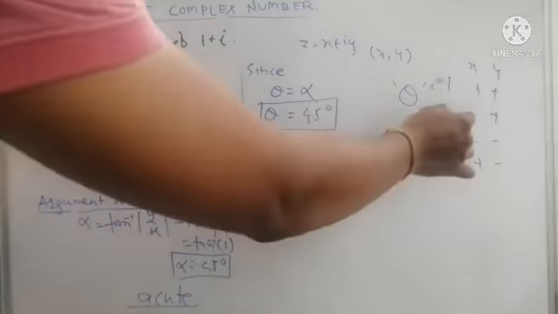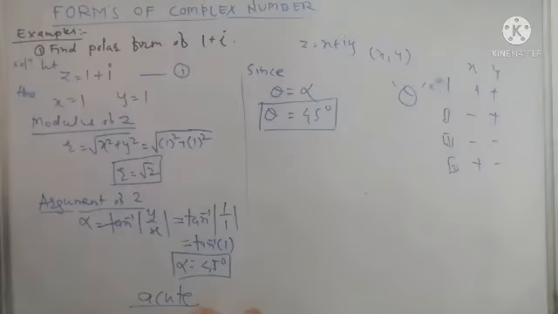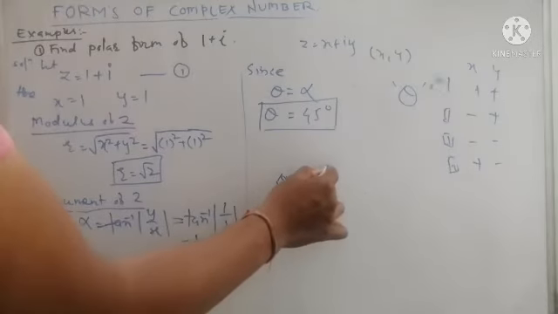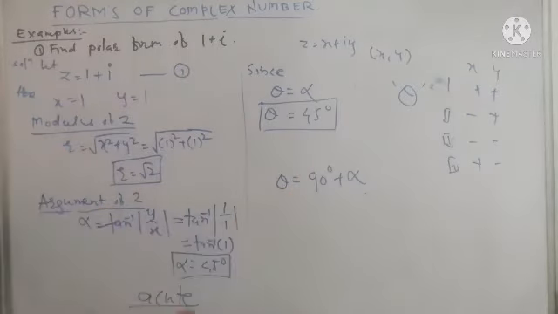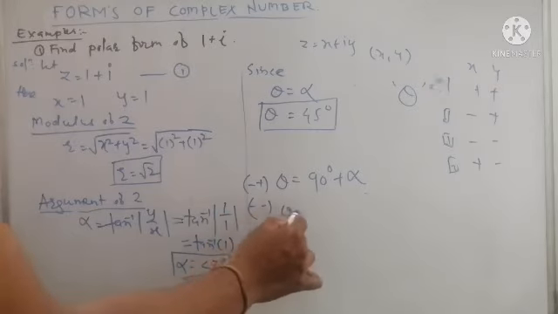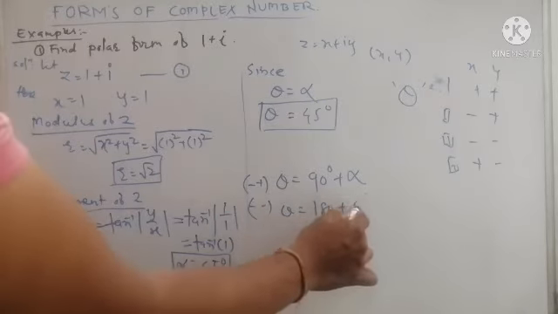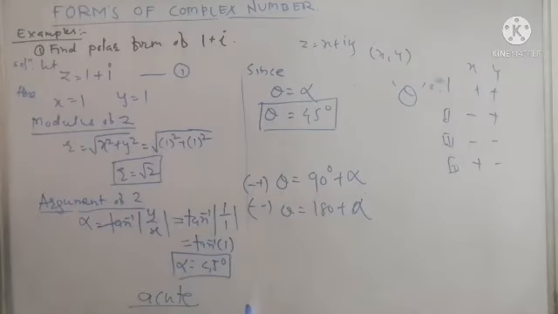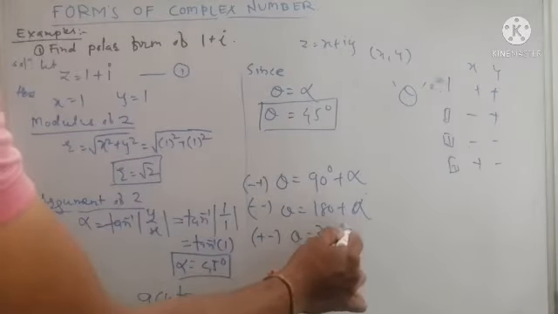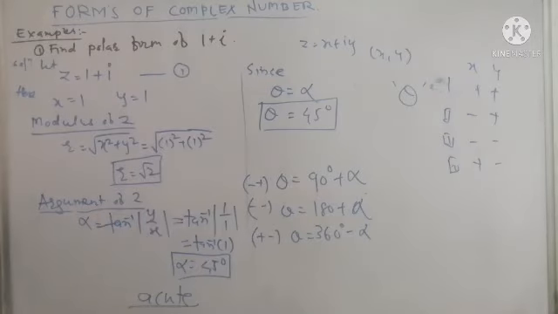If x is negative and y is positive, then theta lies in the second quadrant, and in the second quadrant theta is always more than 90 degrees, so we can put it as 90 plus alpha. If x and y both are negative, then theta lies in the third quadrant. In that case theta is equal to 180 plus alpha, that is always more than 180. And if x is positive and y is negative, then theta is always less than 360 degrees, so we can put it as 360 minus alpha. Do you understand?